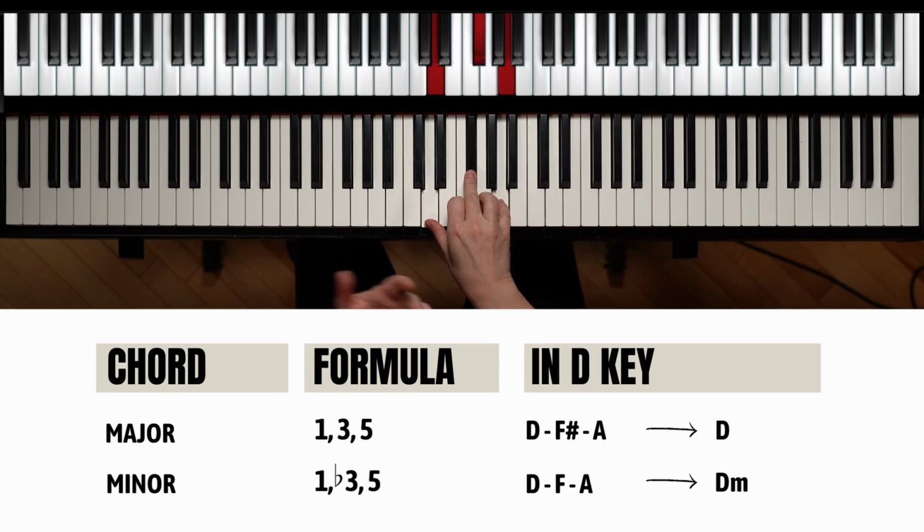If I do the same idea, the 1, flat 3, and 5, but on D. So this is the major triad, but now we need to apply a flat to the third. So basically the F sharp is going to go a half step lower, and we have our D minor triad right here. It is truly that simple. You can use the formula to help you figure out all the chords.